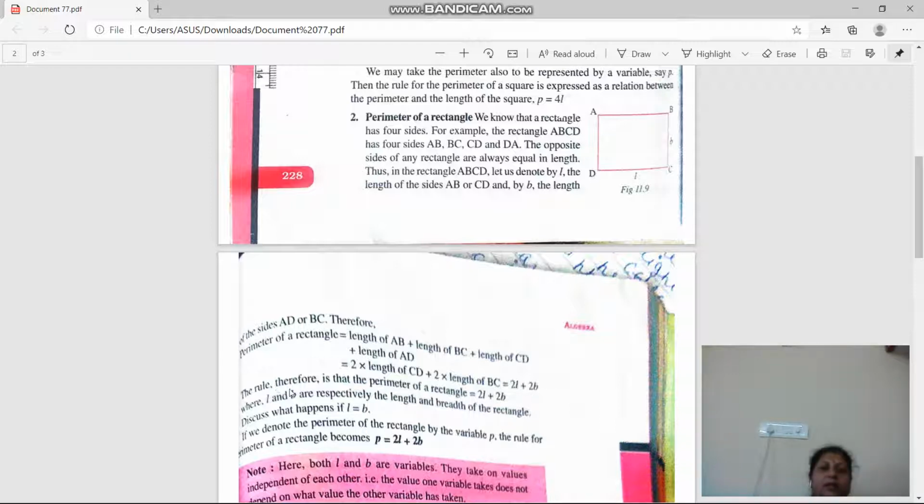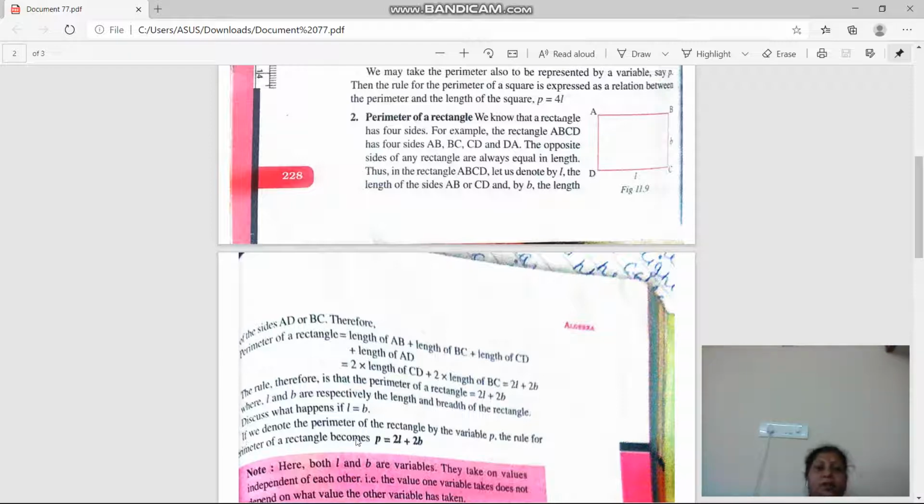So see here, the rule is that the perimeter of a rectangle is equal to 2L plus 2B, where L and B are respectively the length and the breadth of the rectangle. Okay, what happens if L and B are equal? If L and B are equal, that means we have taken L as B, so it is 2B plus 2B, that is 4B, right?